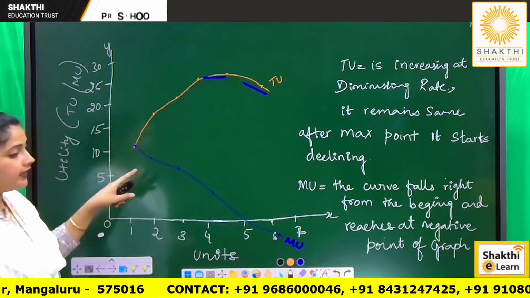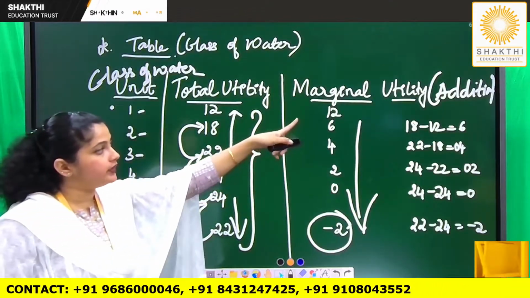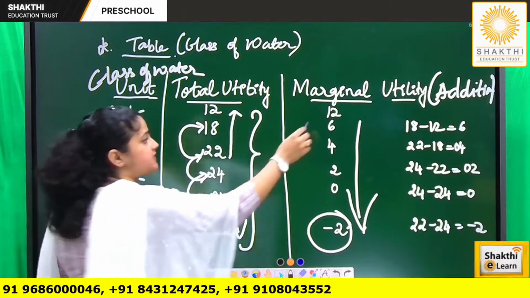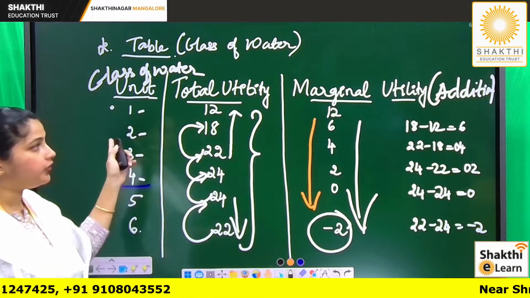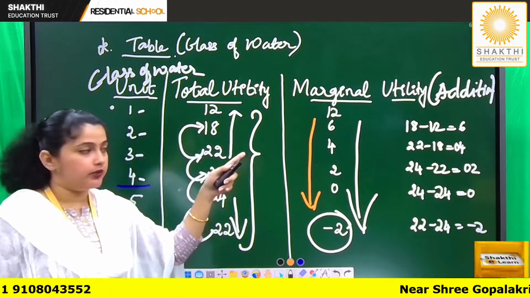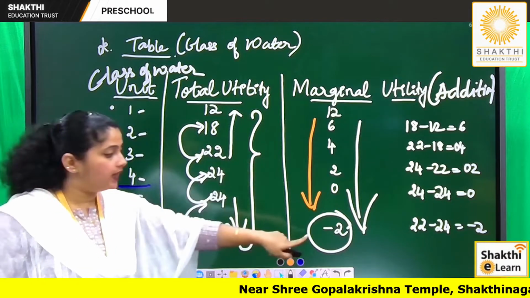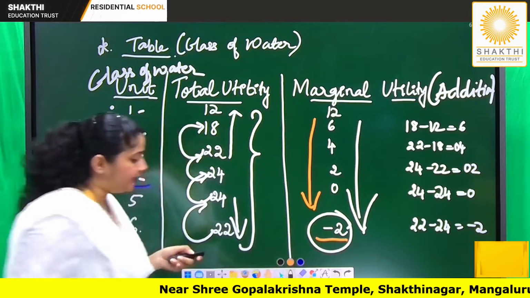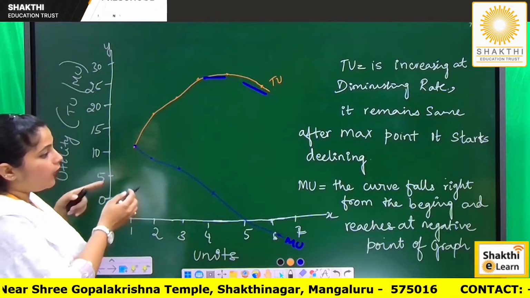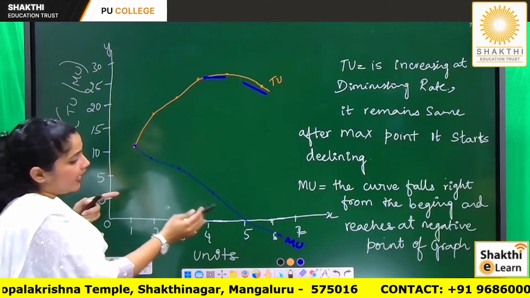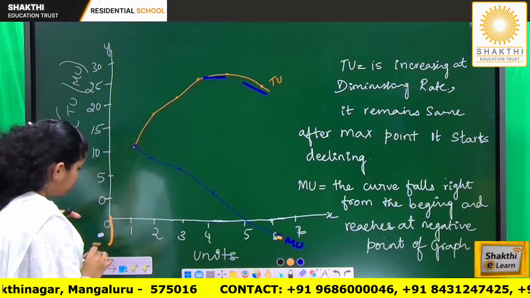Marginal utility, in the table itself you can see from unit 1 the numbers are decreasing drastically. The 1 unit of glass gave you 12 units of marginal utility. Then it came to 6, 4, 2, 0 and the last reached up to negative. So the marginal utility curve falls right from the beginning and reaches the point of negativity, that is -2.